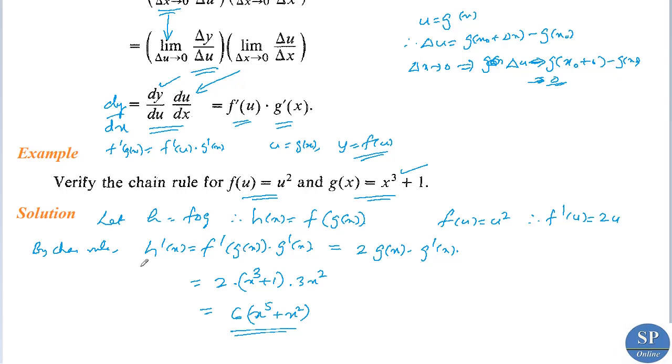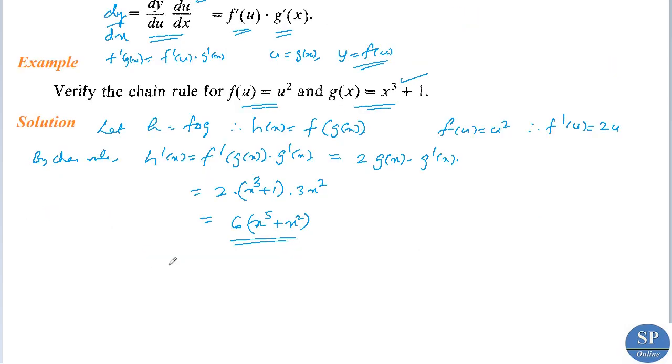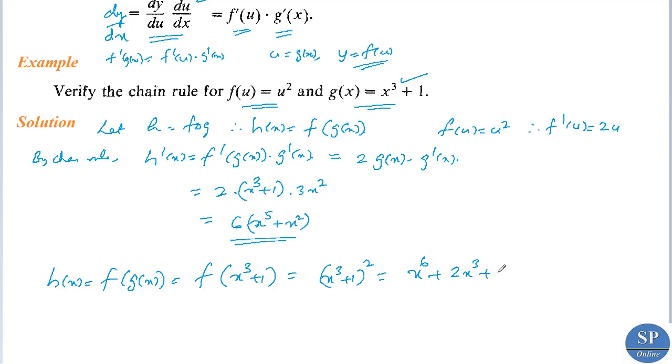Now to verify the chain rule we can just differentiate directly. So in the direct method we have h of x is equal to f of g of x, which is equal to f of x cube plus 1. F of u equal to u square, so f of x cube plus 1 is x cube plus 1 whole square. So expanding this we get x power 6 plus 2 into x cube plus 1.